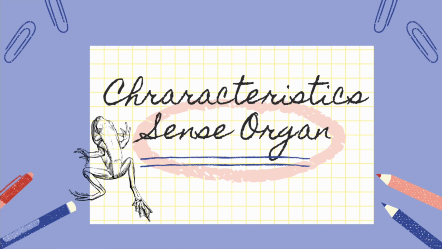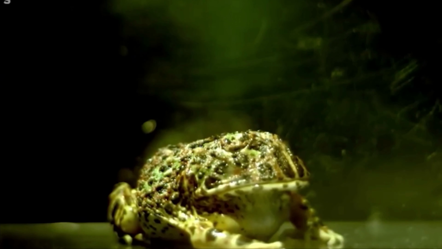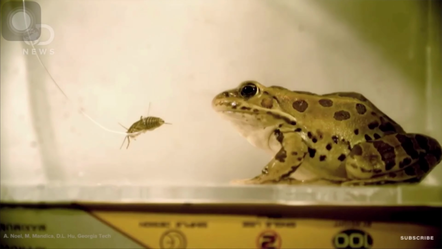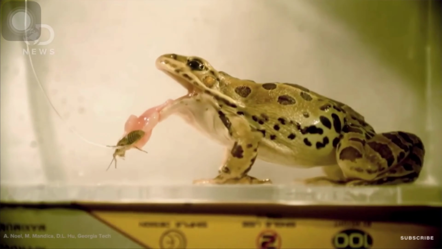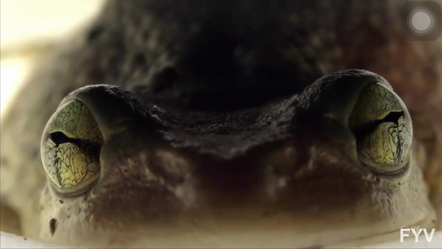The next characteristic of amphibians is the sense organs. Amphibian brains are larger than those of fish, and the cerebral cortex is more developed. Thus, these animals have a specialized tongue for catching prey, eyelids for keeping their eyes moist, and a sound-producing larynx.